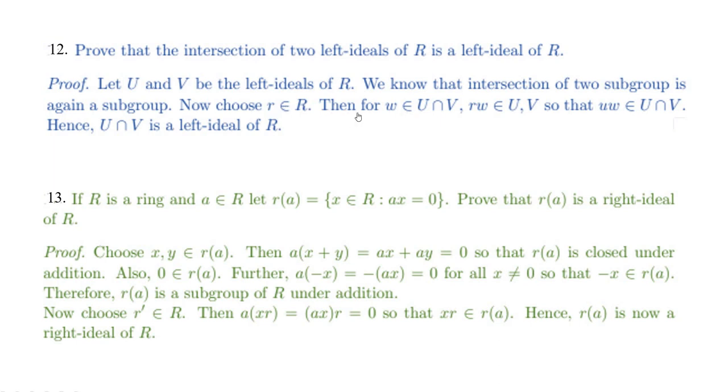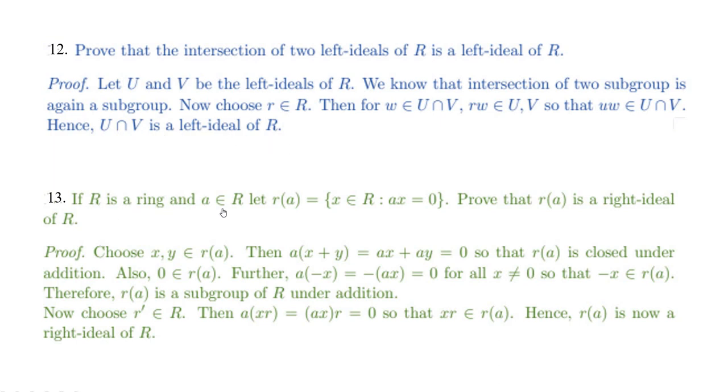So you consider r in R and w in U intersection V. Then rw, because U is a left ideal, rw will be in capital U, rw in capital V also. So that you have rw. This is not Uw, it is rw belonging to U intersection V. It is rw and not this one. This one is not Uw, it is rw. So U intersection V is a left ideal of R.